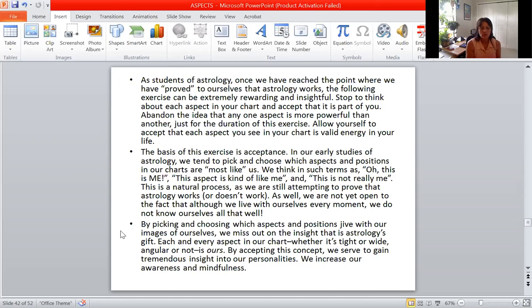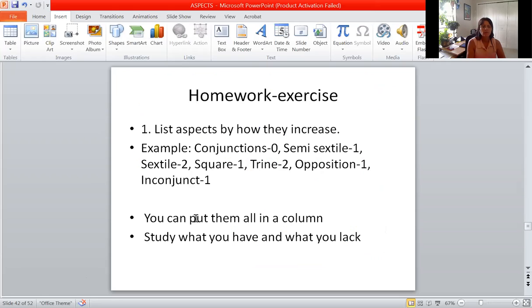By picking and choosing which aspects and positions jive with our images of ourselves, we miss out on the insight that is astrology's gift. Each and every aspect in our chart, whether it's tight or wide angle, is ours. And by accepting this concept, we gain tremendous insight into our personalities. We increase our awareness and mindfulness.